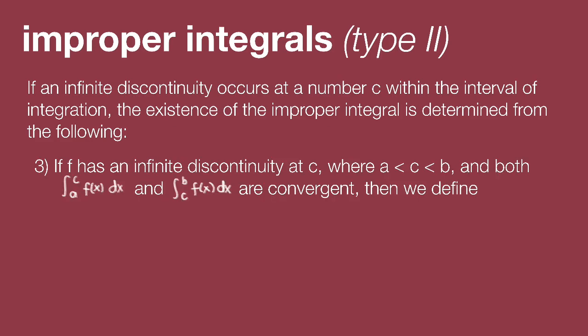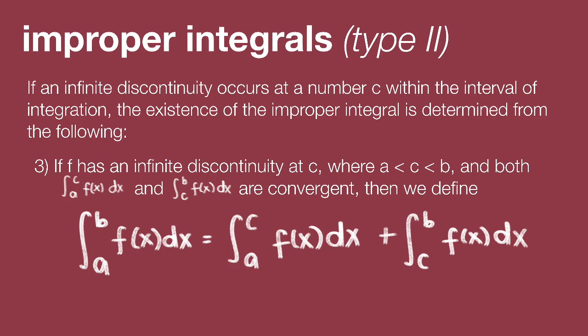If f has an infinite discontinuity at c, where c is between a and b, and both yung integral from a to c ng f and yung integral from c to b ng f ay convergent, then we define na yung integral from a to b ng f of x dx ay equal sa sum nung integral from a to c ng f of x dx and nung integral from c to b ng f of x dx. So para siyang yung ginawa natin sa type 1 number 3 na hatiin mo muna kung saan may discontinuity, tapos kukunin mo yung improper integral nung bawat hati.